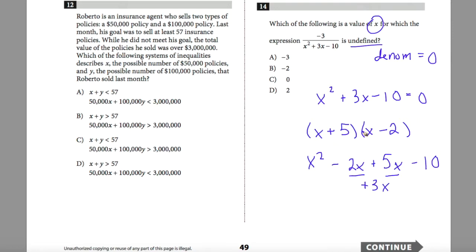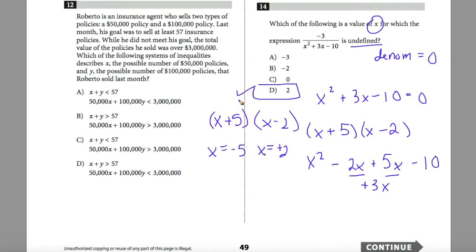So these are my values, and it's saying, for which of the following is the value of x for the expression? Well, if I have my x plus 5, and I set that equal to 0, and then I have my x minus 2 and also set that equal to 0, this is going to be x equals positive 2, and this will become x equals negative 5. So it's saying, which of the following is possible? So is negative 5, 2? D is going to be my best answer because 2 is being expressed and negative 5 is not an option. So 14 will be D.